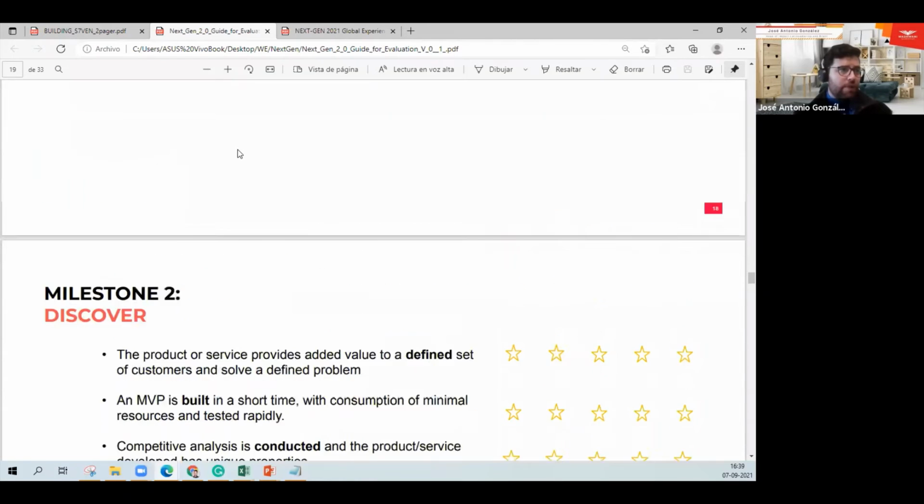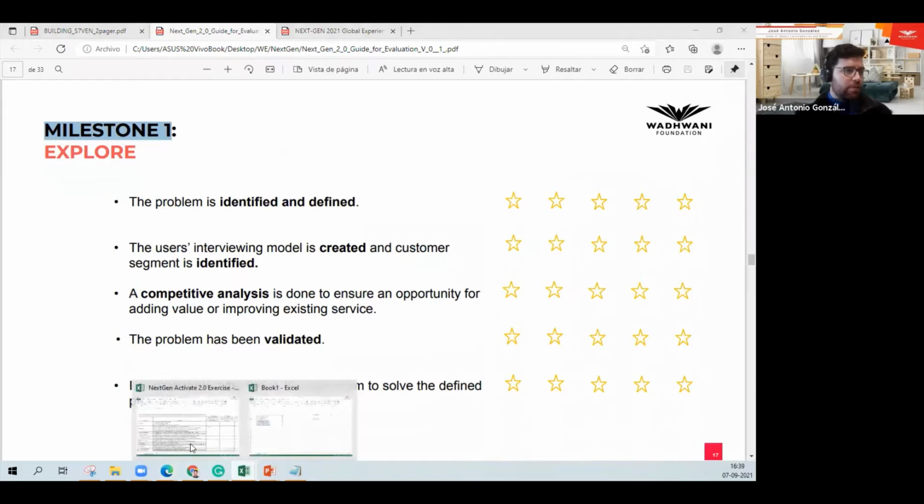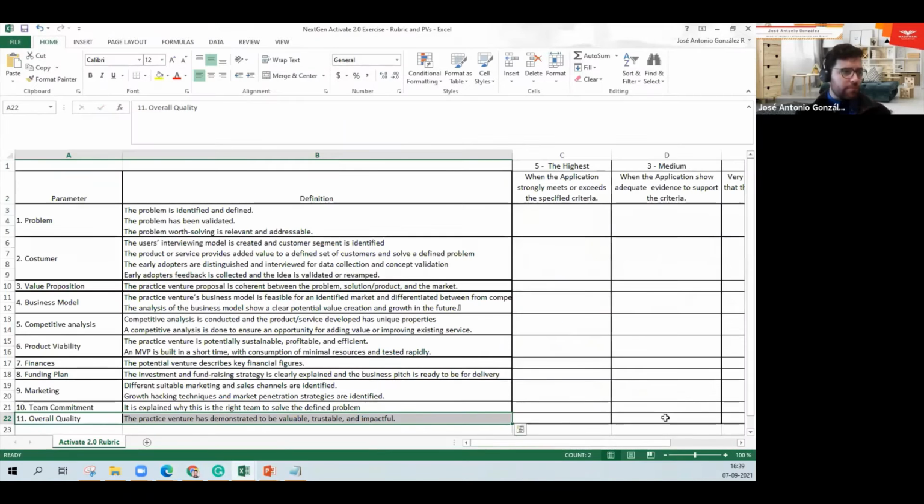With the sum of all of these statements, we have prepared this rubric for you that includes 11 parameters that are assessed during the journey of the students. First, we have the problem. Classic, we start with the problem. If it's identified and defined, if it has been validated, and if it's a relevant and addressable problem.